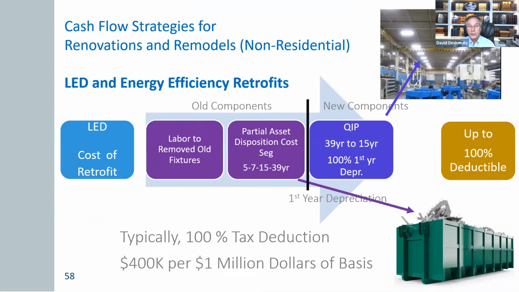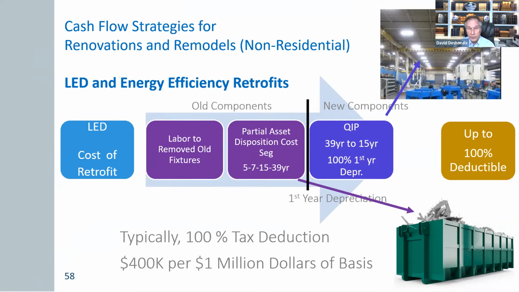The Inflation Reduction Act wants us to make our buildings more fuel efficient, more energy efficient. There's incentives to do that. One of the incentives is to put in LED lighting. Let's look at that. If you do an LED retrofit of your building, you can probably write off 100% of that. How is that, David? How can I do that?